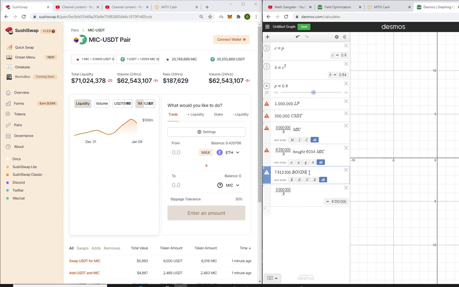Now once the price returns to $1, they have this much money. If they were going to go back into the LP 50-50, that would mean at the rate of $1, they'd have to sell 700,000 Mithril Cash to go back in for Tether. This is unsustainable because here they only bought 625,000 Mithril Cash.